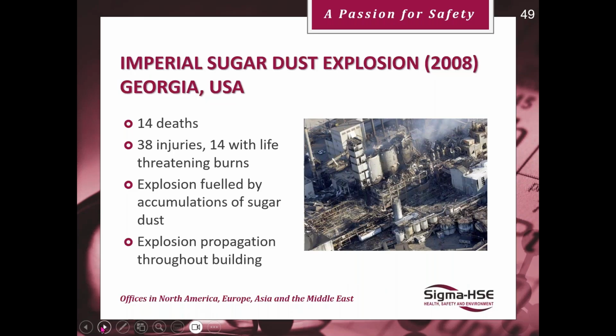The final one we talked about is explosion protection. And I put this one up: Imperial Sugar in 2008, 14 deaths, 38 injuries, 14 with life-threatening burns, an explosion fueled by accumulations of sugar dust. In other words, as I said about the layers, explosion propagation throughout the building, no means of stopping the propagation of the explosion at all. And the company had very little knowledge about fire and explosion protection for safety. And this is just sugar.